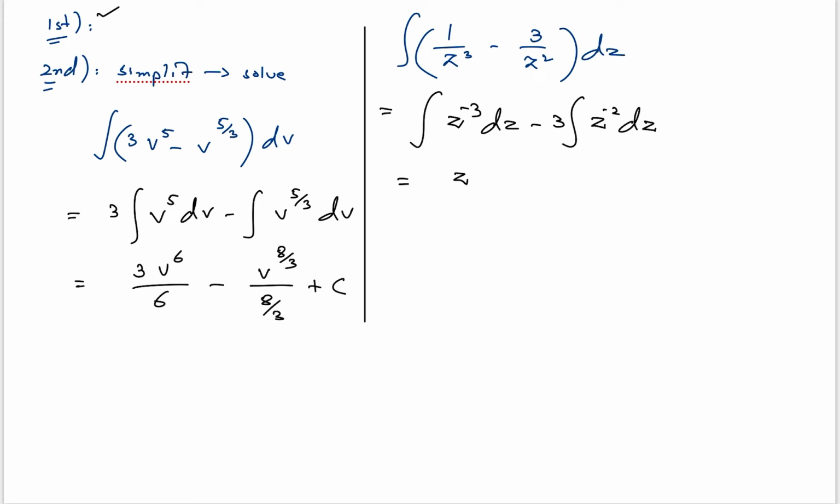Now its integration is z to the power minus 2, because we increase the power by 1 and divide by minus 2, and the second is z to the power minus 1. So this is minus 1 over 2z square plus 3 over z plus c, right? So this is actually question solving using direct integration. Now the second thing is the power rule of integration, right? First is direct integration, second is simplify and then solve, and the third is using rules of integration.